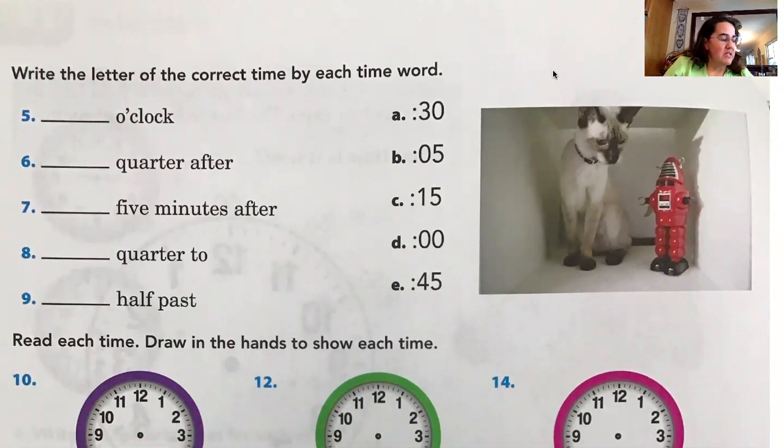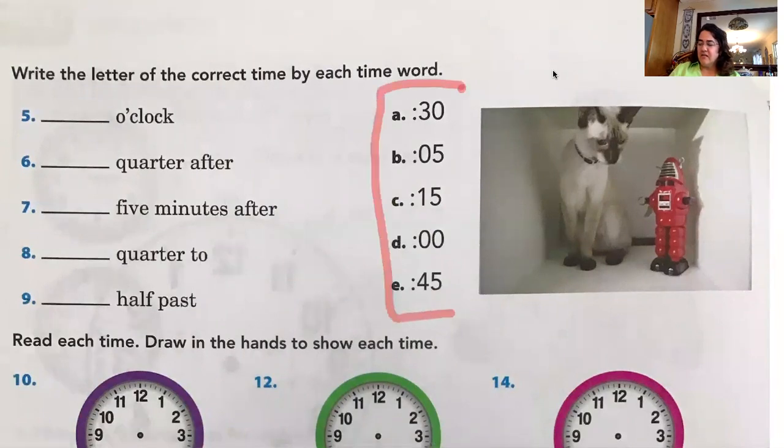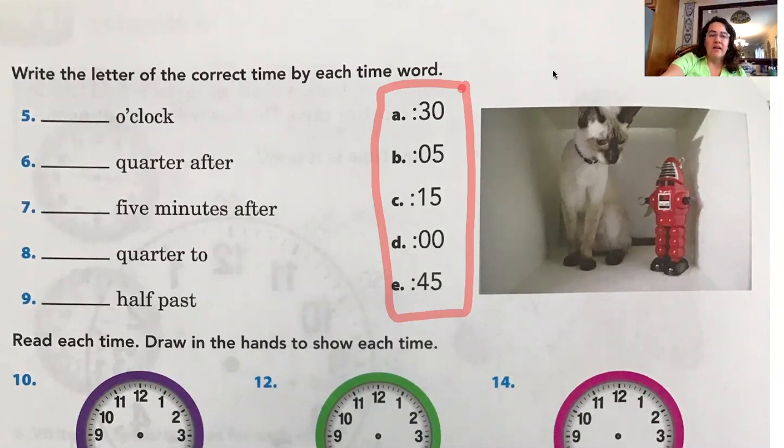So, boys and girls, if we're looking at the numbers that they have here, and we have to match them up with the words for 5, 6, 7, 8, and 9, can you tell me what o'clock? What numbers would match with o'clock? Let's see, Emma. That's right, D. So you're going to go ahead and you're going to write a D on the line.